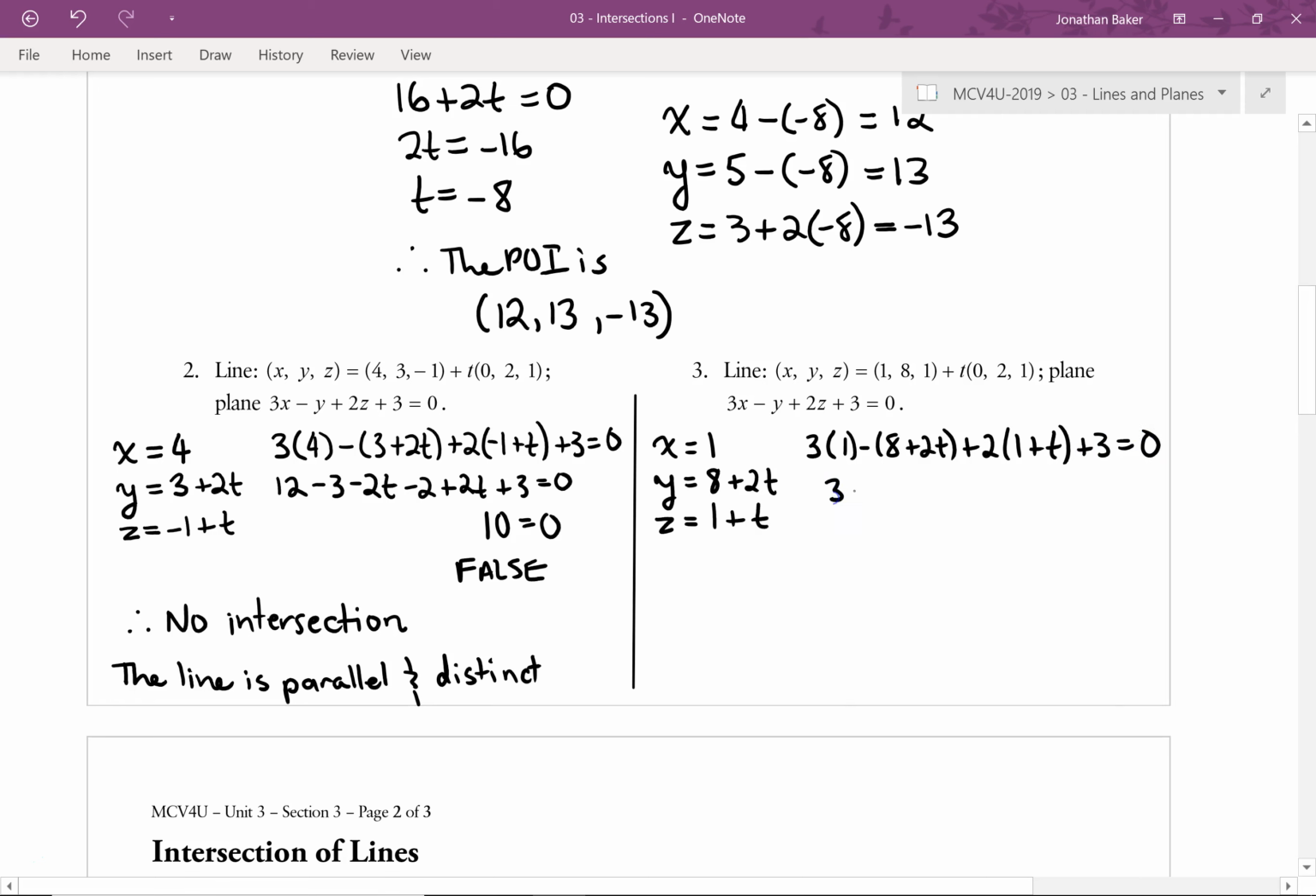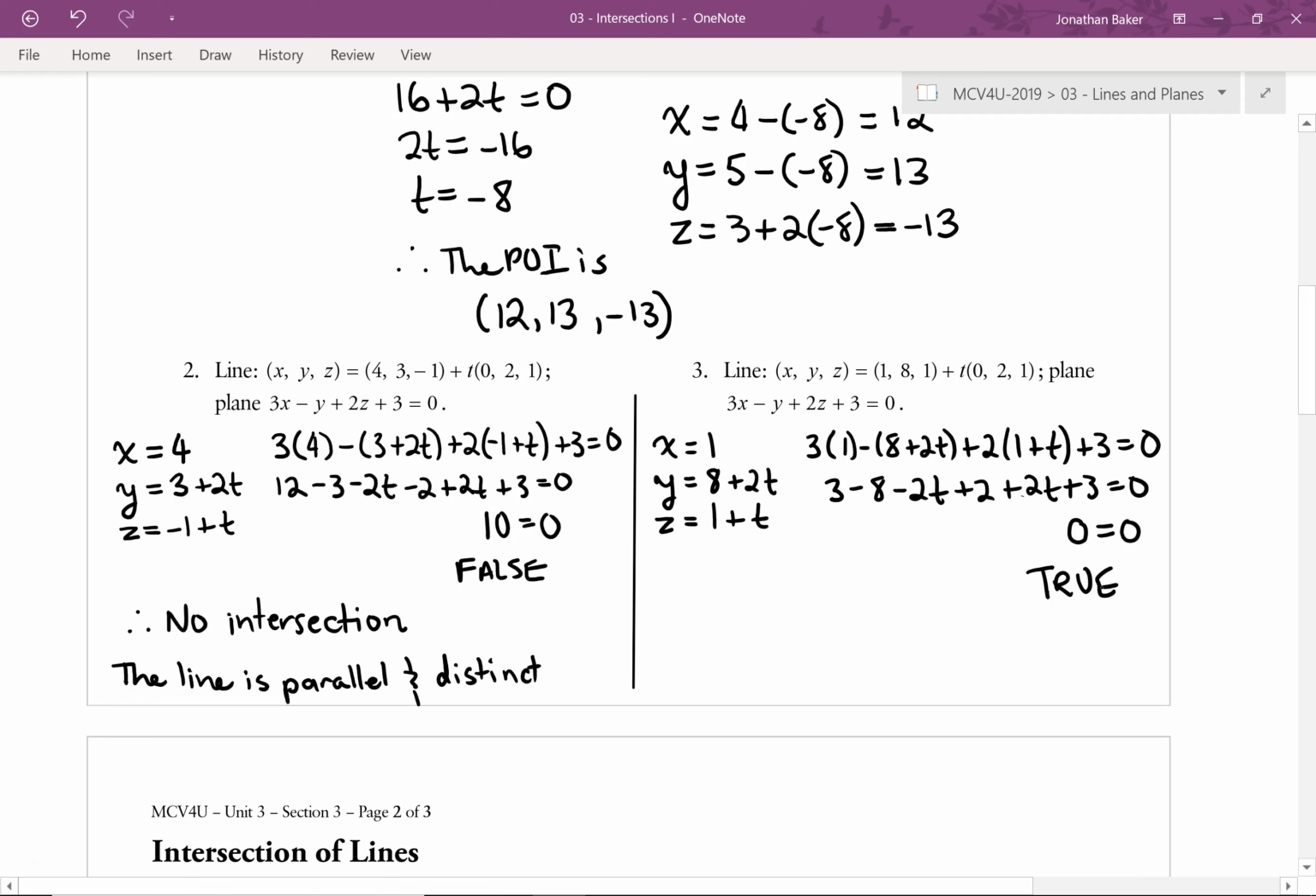Okay, and so we get 3 minus 8 minus 2t plus 2 plus 2t plus 3 equals 0. And notice how our t's are still going to cancel. But this time, all the coefficients should cancel too. 3 minus 8 is negative 5, plus 2 is minus 3, plus 3 is 0. And so all of this on the left adds to 0, and we get 0 equals 0, which is always true. And I wrote that in capital before. We'll write it in capital this time. Here we go, capital letters.